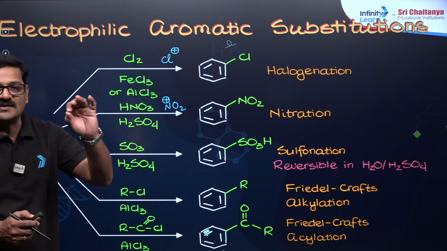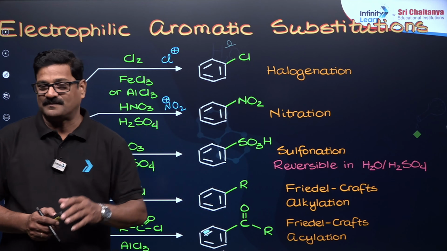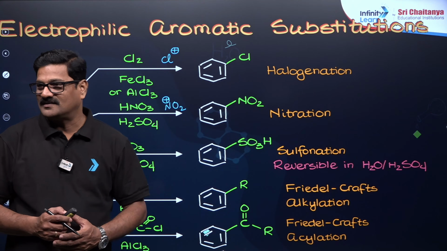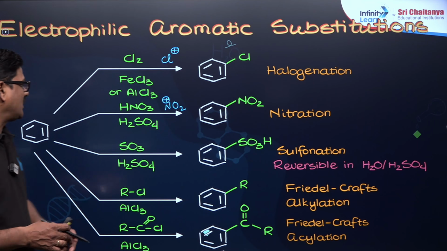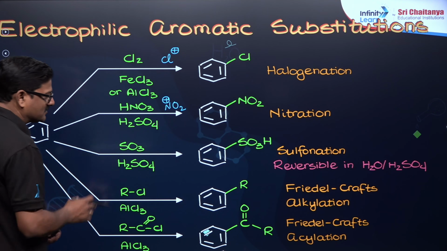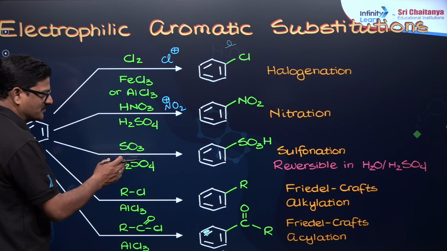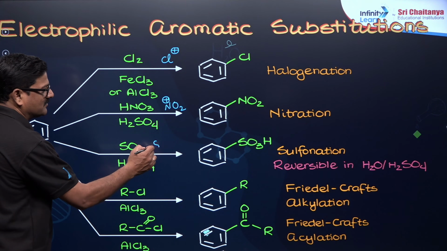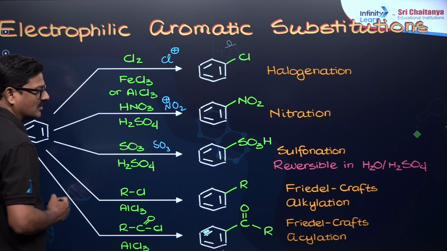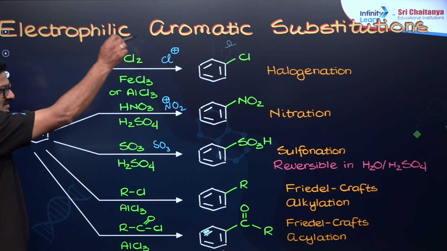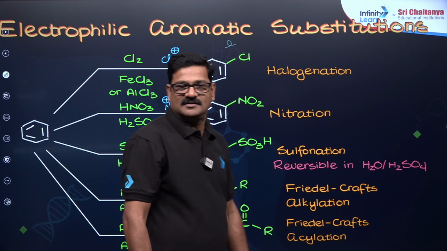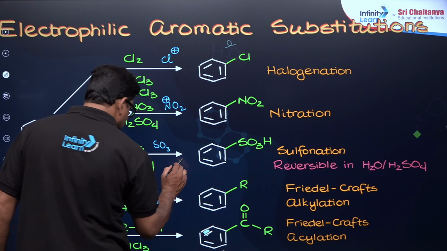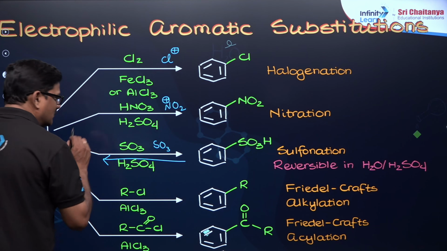Which of the following is an electrophile in this reaction? You have to check what the electrophile is here. Also, benzene reacts with sulfur trioxide in the presence of H2SO4, and you get benzene sulfonic acid. There, sulfur trioxide itself is an electrophile. All reactions shown here are irreversible, and only one reaction is reversible.